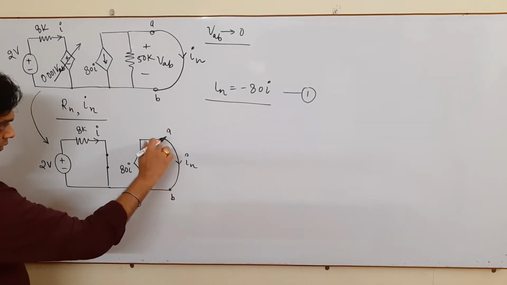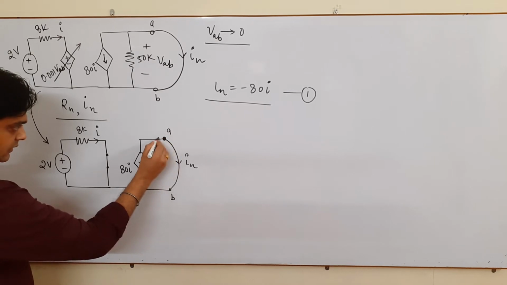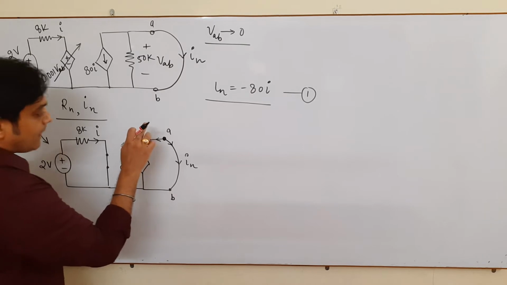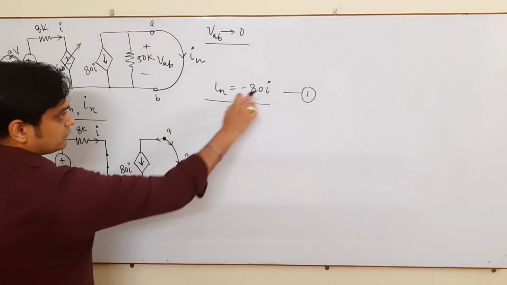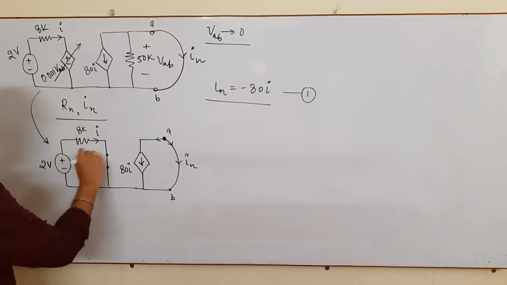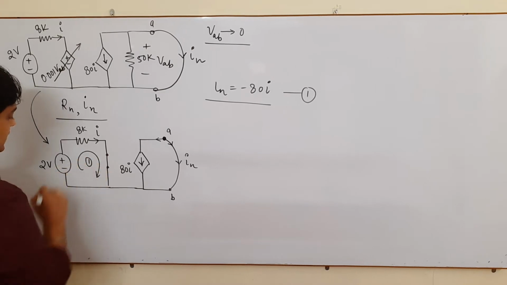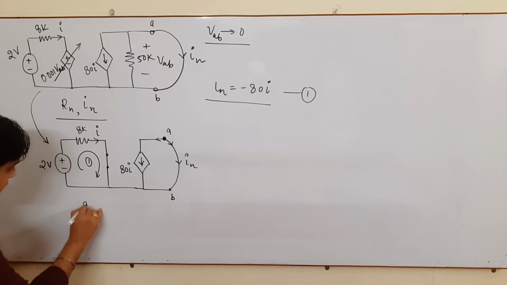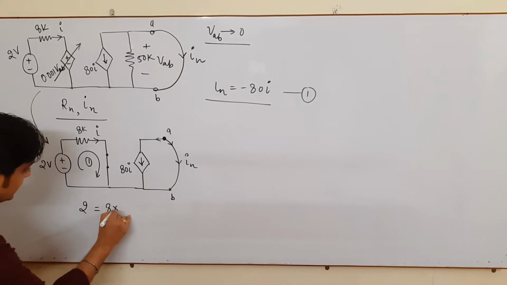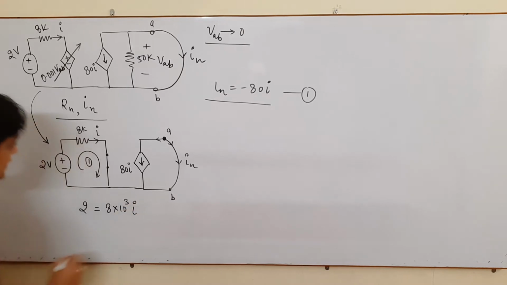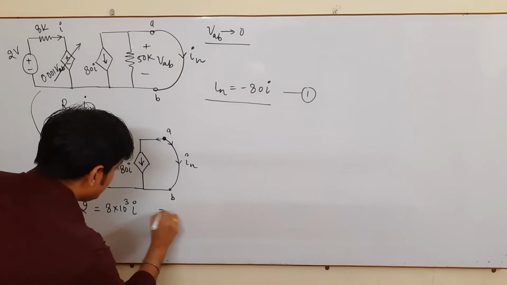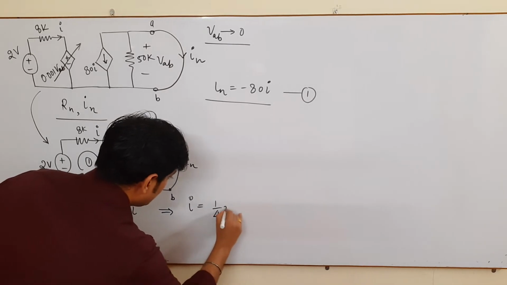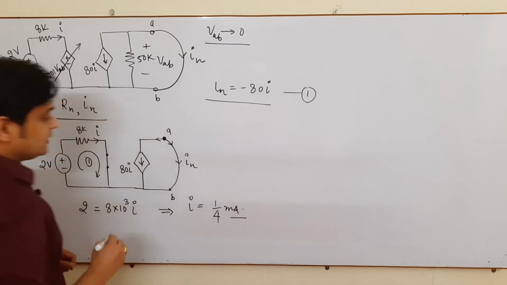Can you say the value of IN is what? Minus 80I, because if you see at this node, this current is moving here, this current is moving here, so the algebraic sum is 0, so IN plus this is 0, so IN is equal to minus 80I. Now one can find the value of I from here by applying the law of KVL. So you can simply apply, so that comes to be minus 2 plus 2 is equal to 8 into 10 to the power 3 of I. So from here you can say the value of I comes to be 1 by 4 milliamperes.